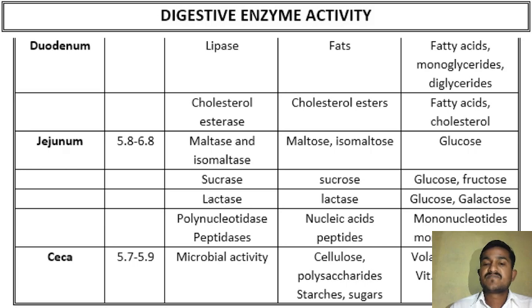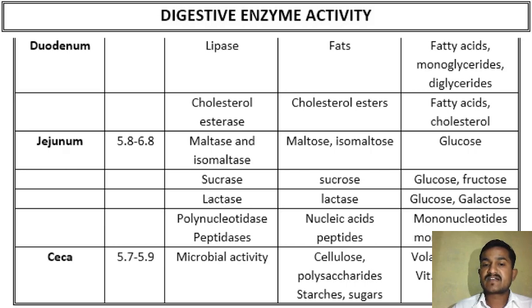Sucrase acts on sucrose, a type of carbohydrate, and converts it into glucose and fructose. Clear? Then the next one, lactase. Lactase acts on lactose and converts it into glucose and galactose molecules. Then the last enzymes present in the jejunum are polynucleotidase and peptidase.